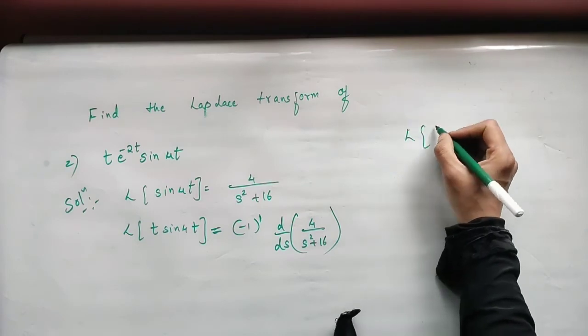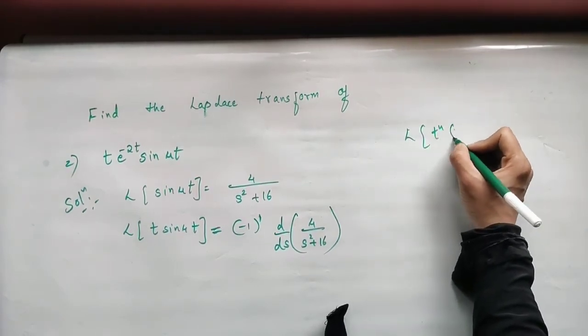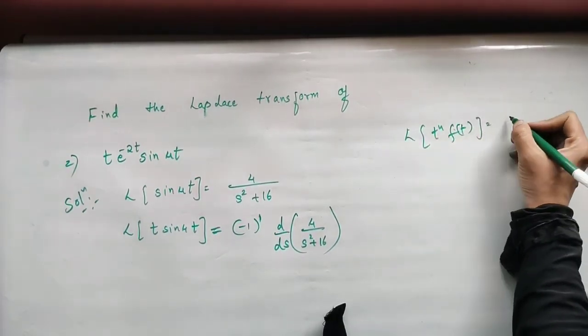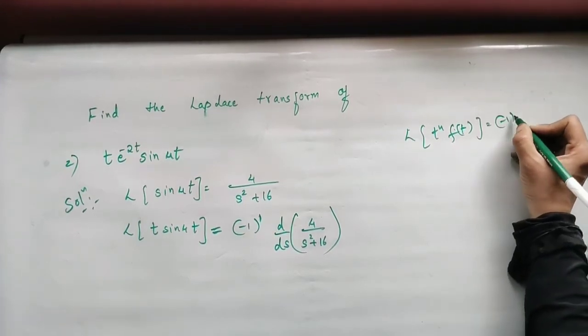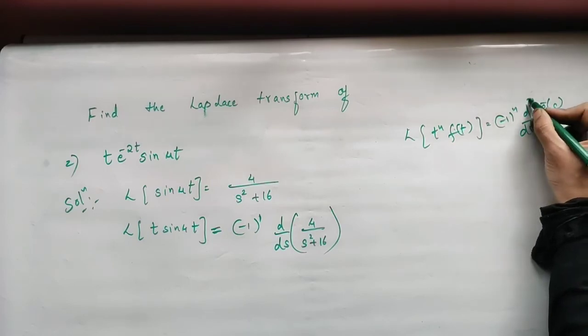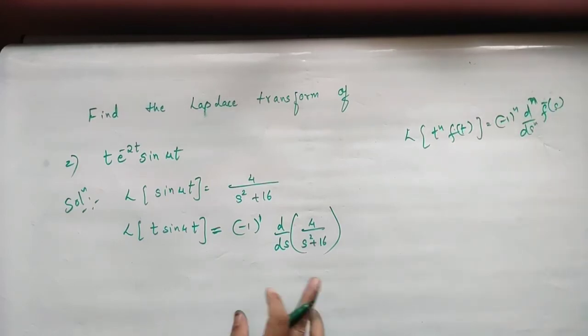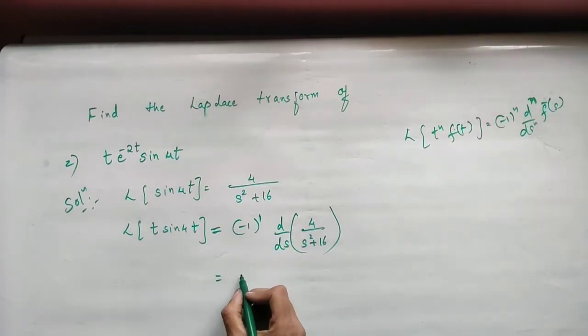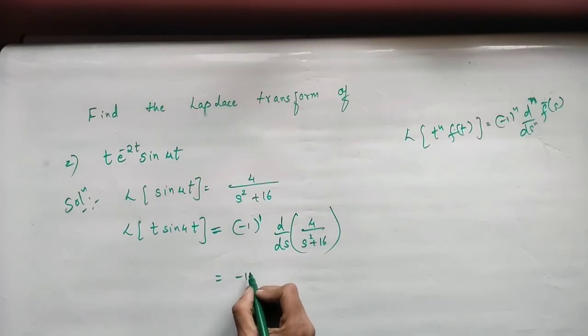I'll write the second property in case you have forgotten it. I had written it earlier, but it's okay. So you have the nth derivative of f bar of s over here. Okay, so this is what you do. Minus 1 to the power 1 is minus 1 only. So minus sign will be there.